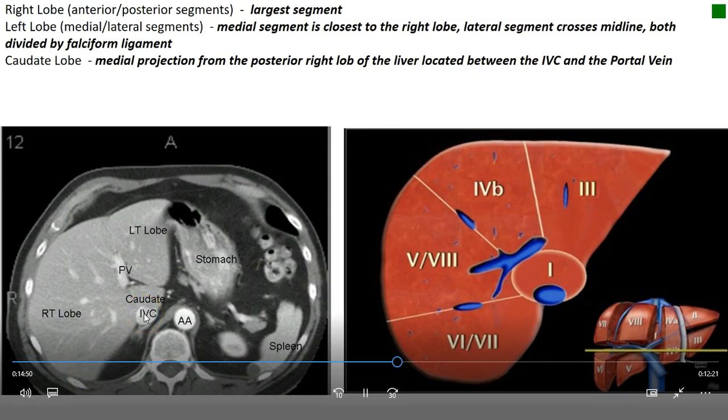And this is not exactly the same level. Obviously, this is not a real patient, so the drawing is a little ambiguous. But this is the portal vein here, and the IVC, and you can see the caudate lobe or the caudate process here.